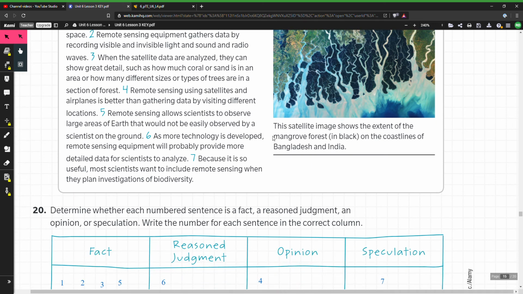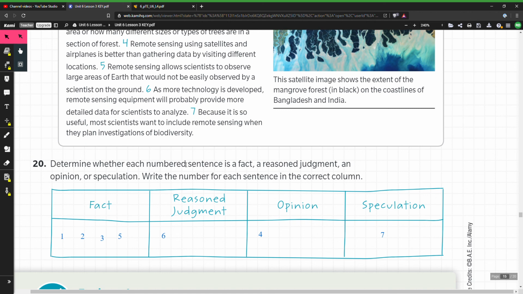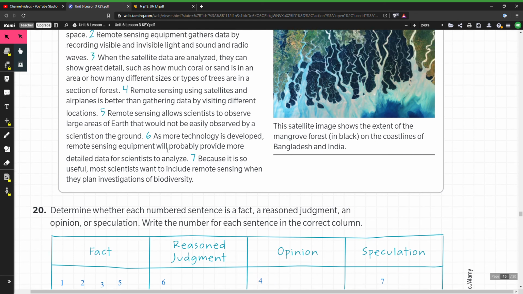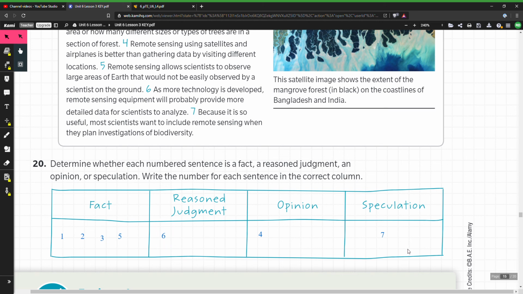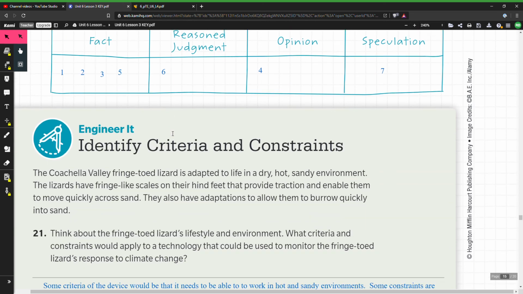6 is a reasoned judgment. As more technology is developed, remote sensing equipment will probably provide more detailed data for scientists to analyze. So that might be true. It could be an opinion, but it's an opinion that's based off of reasoning, because we know that more technology is being developed, so it probably will. So that's a reasoned judgment. And 7 is a speculation, because it is so useful. Most scientists want to include remote sensing when they plan to investigate biodiversity. That is an opinion, but more specifically, they're speculating that everyone wants to include it.